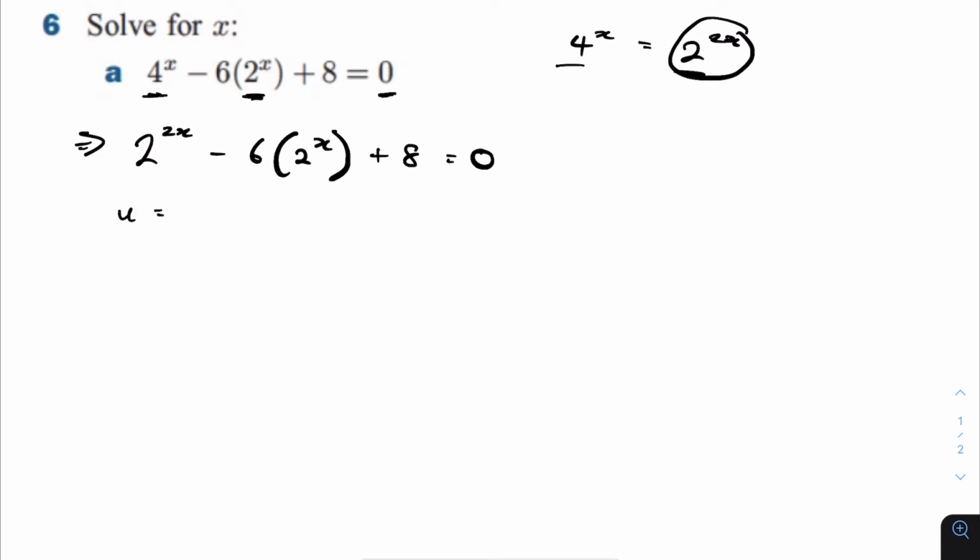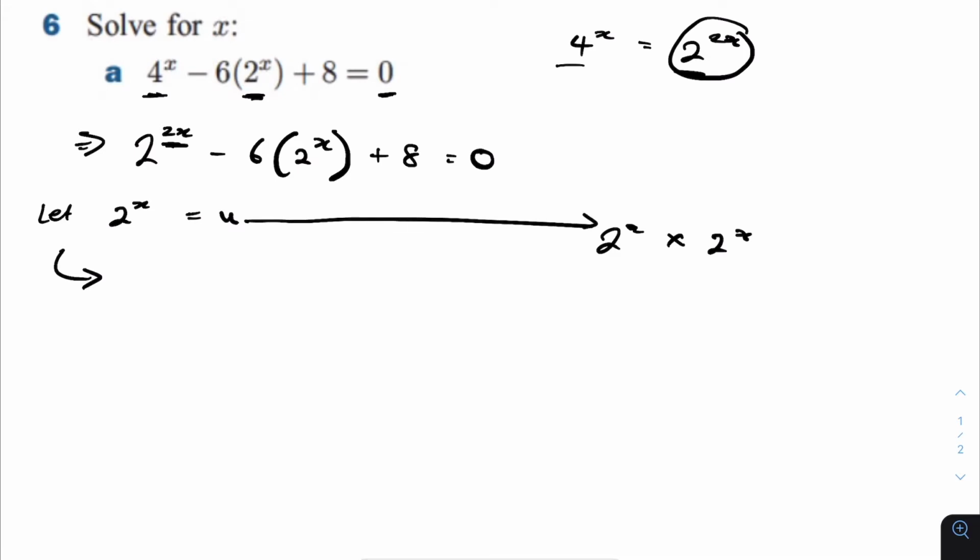Now, what we can notice is that this has a very much quadratic-like structure, and we can actually replace 2 to the power of x with u. So let's let 2 to the power of x be u. This is because it's a quadratic-like structure, and we can see that it's to the power of 2x. 2 to the power of 2x is the same as 2 to the power of x times 2 to the power of x, because you just add the indices. Which means that, in other words, we're multiplying u by itself because we've substituted it in here. So it's u times u, which is u squared. Minus, and then this is easy, just substitute it in here, so it'd be 6u plus 8 is equal to 0.